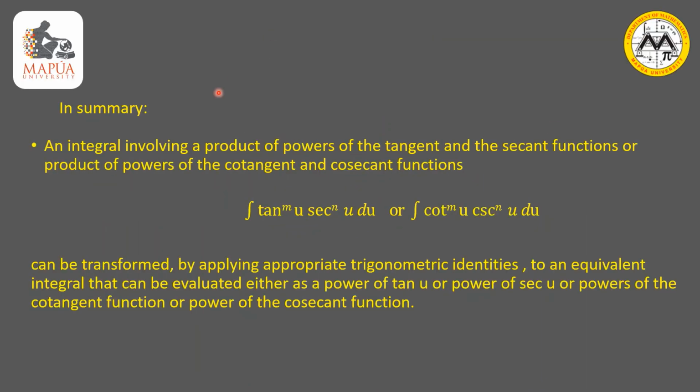To summarize what we have taken up in this lesson, an integral involving a product of powers of the tangent and the secant functions, or a product of powers of the cotangent and the cosecant functions, can be transformed by applying appropriate trigonometric identities to an equivalent integral that can be evaluated as powers of the tangent function, or powers of the secant function, or powers of the cotangent function, or powers of the cosecant function.